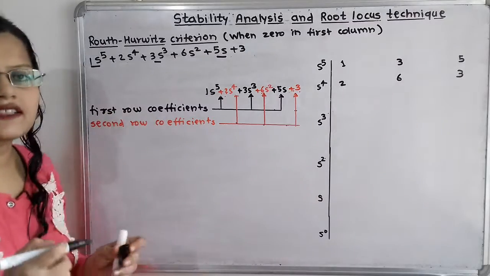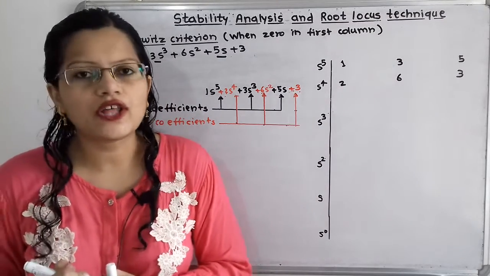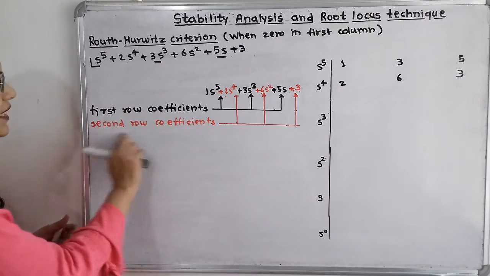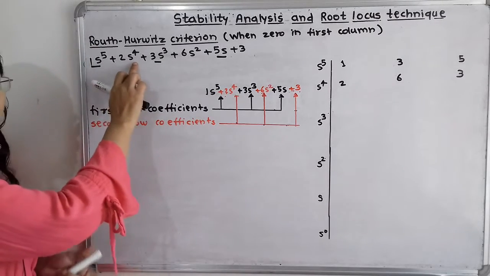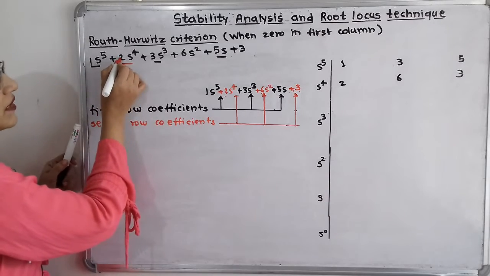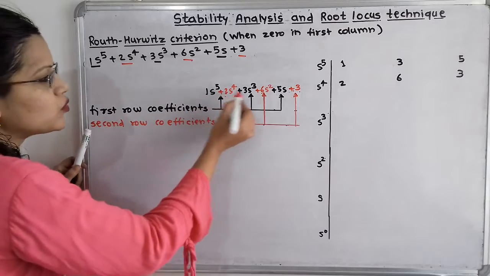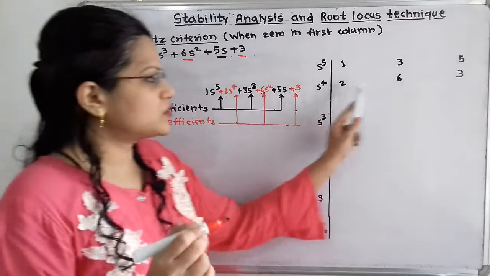Then how do we select the numbers for the second row? For the second row, we select the second number, which is 2s raised to 4. The coefficient is 2. Then next is 6s square and 3. So we take 2, 6, 3. Here is 2, 6, 3.